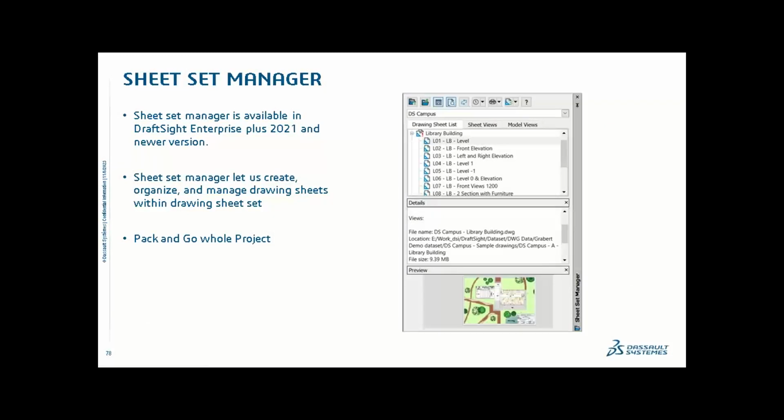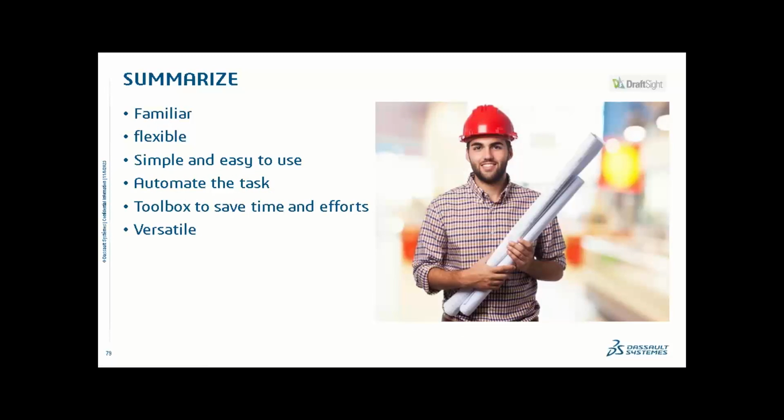To summarize the Sheet Set Manager: it is available in DraftSight Enterprise Plus 2021 and newer versions, and it won't be available in previous versions. It allows users to efficiently create, organize, and manage drawing sheets within the drawing sheet set. With this feature, users can easily Pack and Go the entire project, ensuring smooth sharing and collaboration across different teams and projects. So let me go to that summary slide.